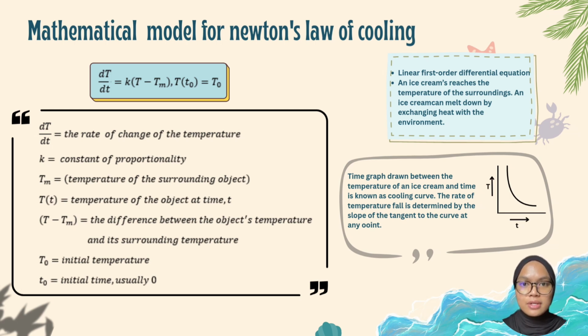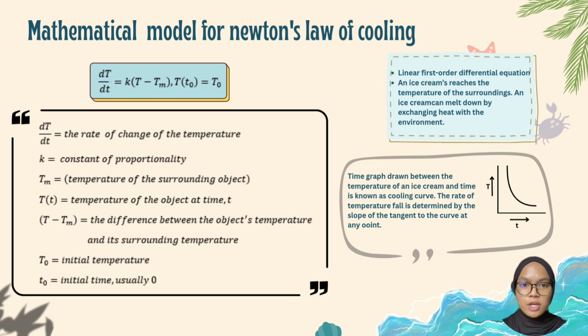dT/dt is the rate of change of the temperature. k is constant of proportionality. Tm is the temperature of surrounding object. T(t) is the temperature of the object at time t. T minus Tm is the difference between the object's temperature and its surrounding temperature. T0 is the initial temperature. And lastly, t0 is the initial time, usually 0.